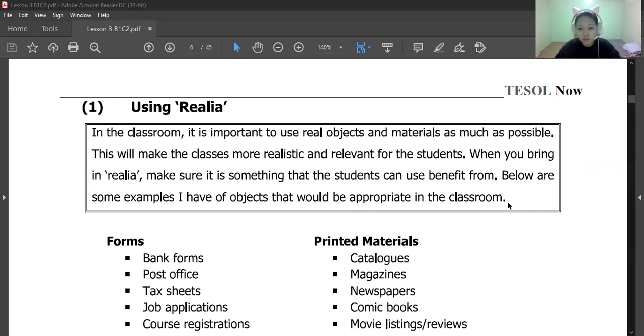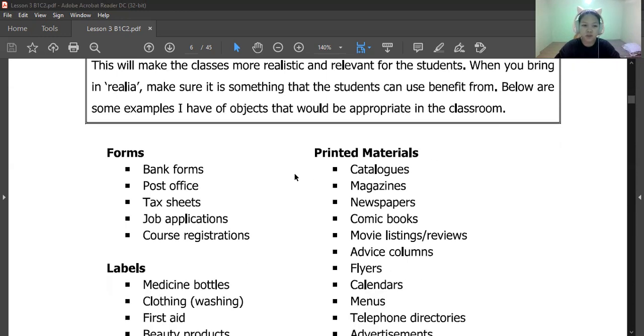So that's why if you want to teach mathematics or you want to teach language, there really must be a connection to the real world. Okay, when you bring in realia, make sure it is something that the students can use and benefit from. So we have here examples of objects that would be appropriate in the classroom. We have bank forms, okay? So in an activity, if you're discussing nouns, you make them fill bank forms with information needed.